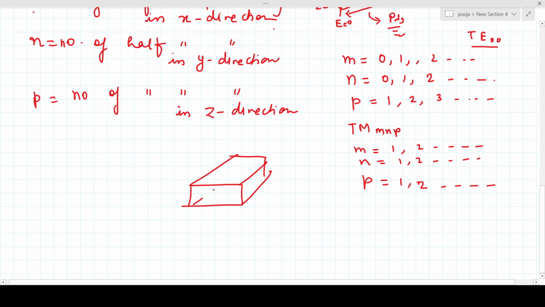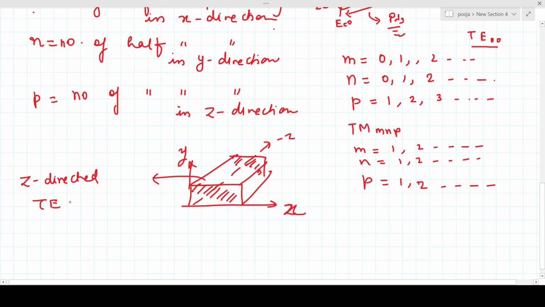It is a rectangular waveguide which is enclosed at z equal to 0 and z equal to L. So if it is enclosed at z equal to 0 and z equal to L, and standing waves are formed due to this metallic enclosure, we can say the waves appearing within this structure are called z-directed TE or TM mode.